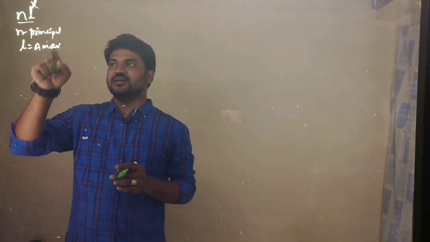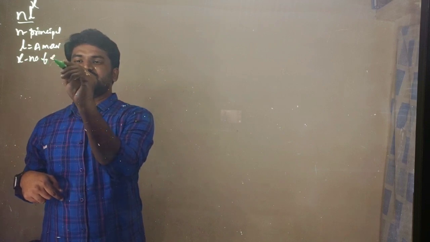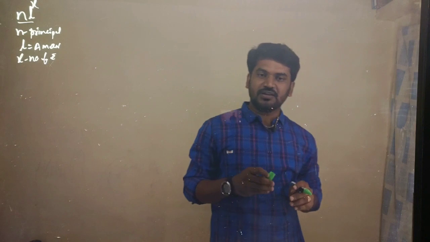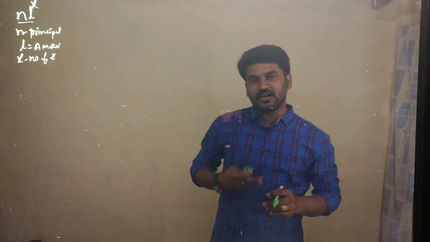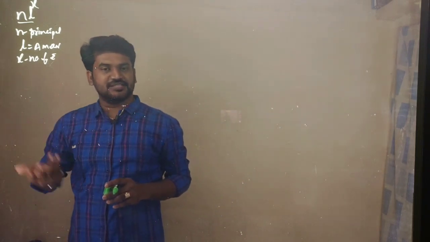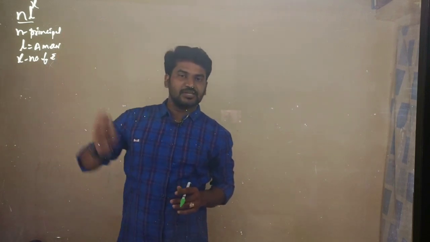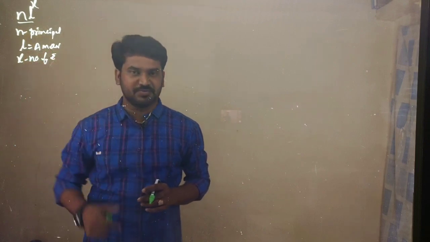So that is NL. And X is the number of electrons, that is, in that particular orbital how many electrons are there. As we already know, in the orbitals there are suborbitals, and in the suborbitals electrons will be there, right? How many electrons are there? 1 is there, 2 is there, 6 is there, 10 is there. That we will discuss, okay? So we are following the NLX method.